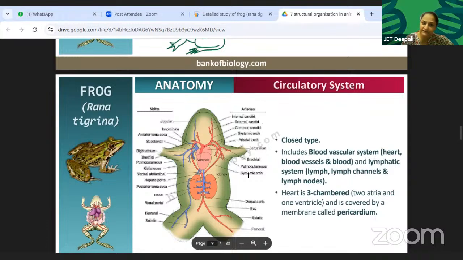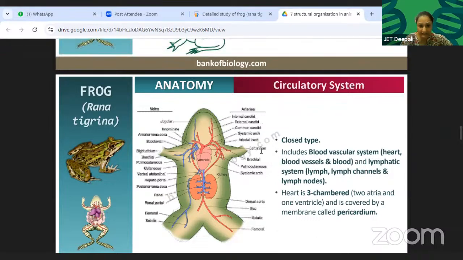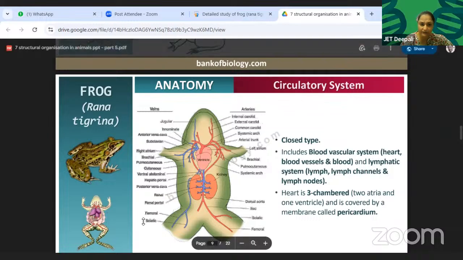Okay, this is a frog. Pulmocutaneous. See, this is pulmocutaneous respiration, meaning pulmonary respiration and cutaneous respiration are managed by this artery. This is branchial, this is left atrial, and all this.